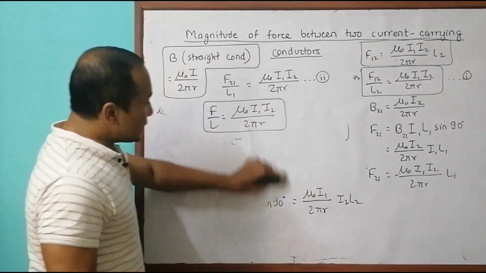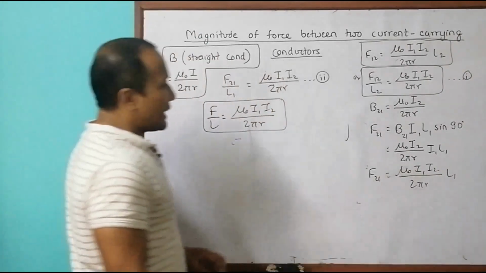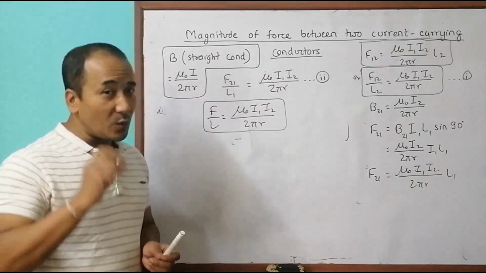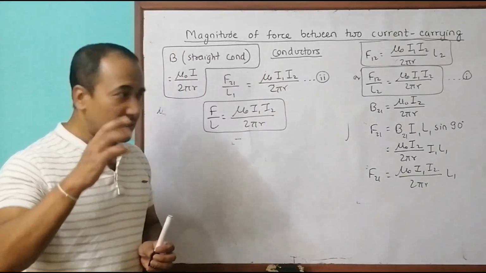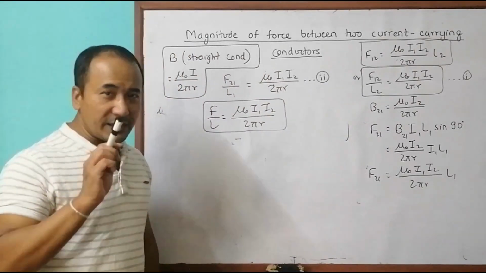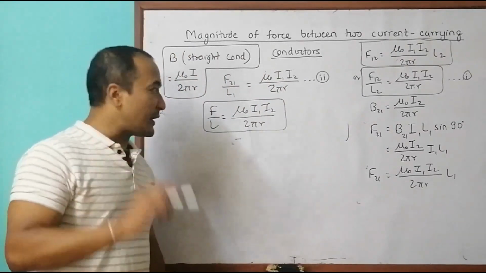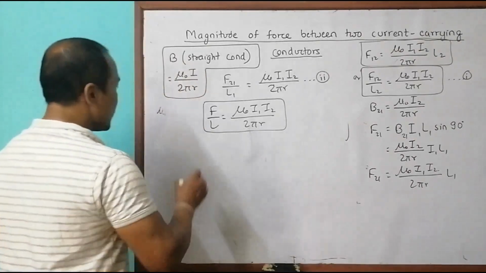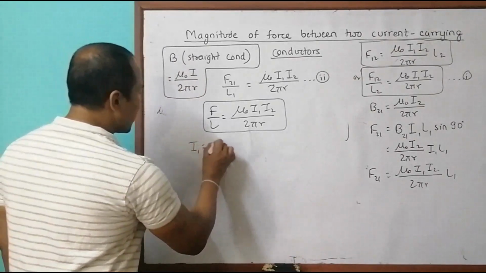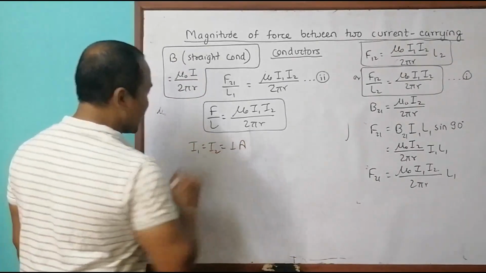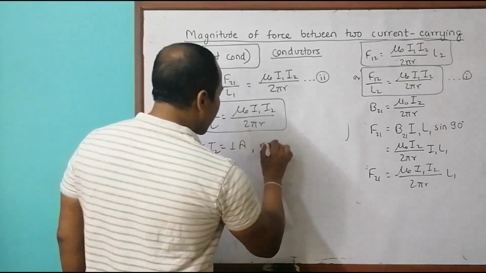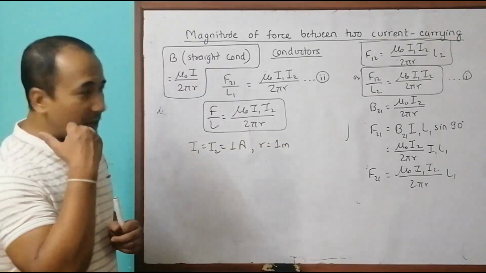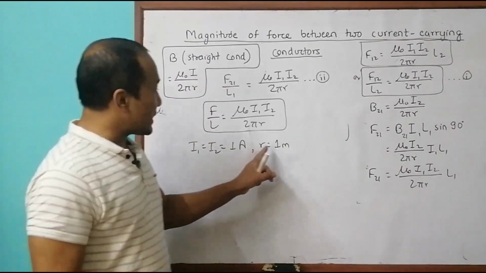Now, this equation has a significance: it has been used to define 1 ampere current. At some point in history, this was used to define 1 ampere current. How did they do that? Mathematically, they let I1 equal I2 equal 1 ampere, and R equal 1 meter. That means we employ 1 ampere current in both wires, and they are placed at 1 meter.